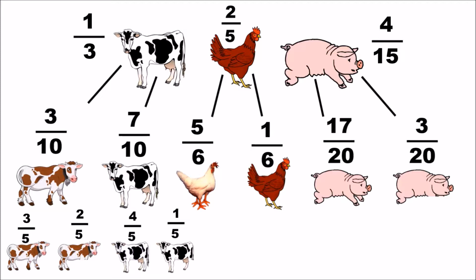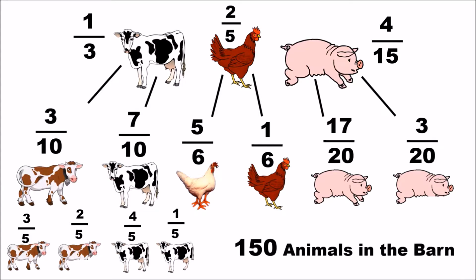Out of the chickens, 5/6 had 3 legs, and the other 1/6 had 2 legs. And finally, out of the pigs, 17/20 had 4 legs, and the other 3/20 had 1 leg. How many legs are in the barn? Now let's solve the fractions.